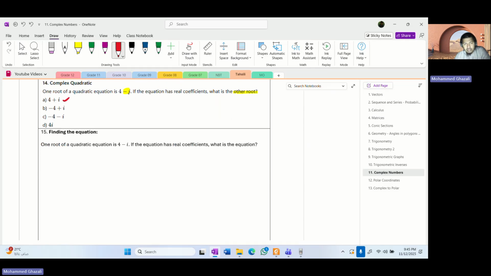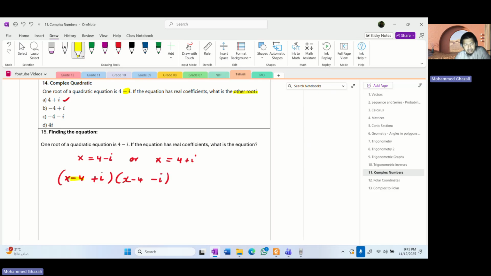Now, similar question. This question is continuing here. We just want to find the equation. What is the equation? So x is equal to 4 minus i, or x is equal to 4 plus i. Bring the 4 over, the i over. So you got x minus 4 plus i, brackets, x minus 4 minus i. I hope you're understanding how we're getting that. Bring the 4 over and the i over.